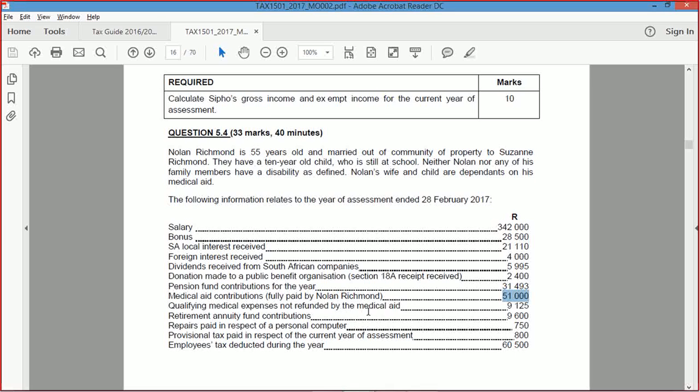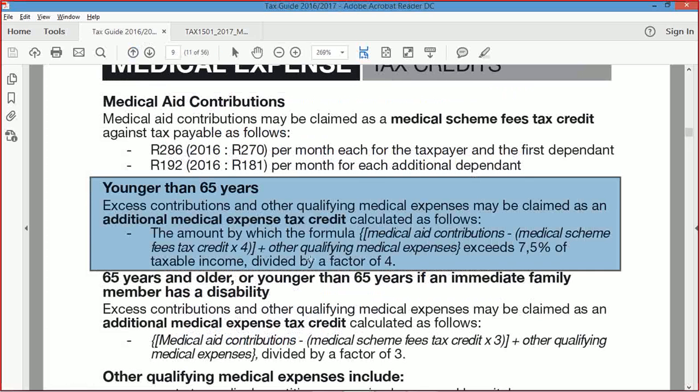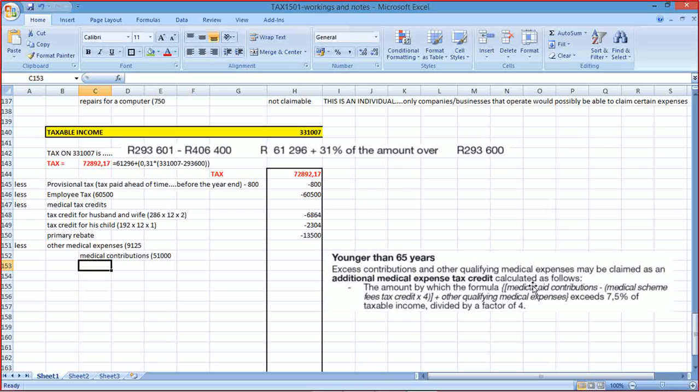Other qualifying medical expenses not refunded by the scheme. So that's the other. I'm following the formula. Medical contributions I've worked out. Then they say minus medical scheme fees tax credit times 4. That would be the husband and the wife, 6864, plus the kid, 2304, times 4 equals. What does that give me?